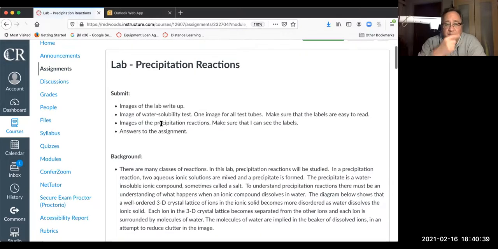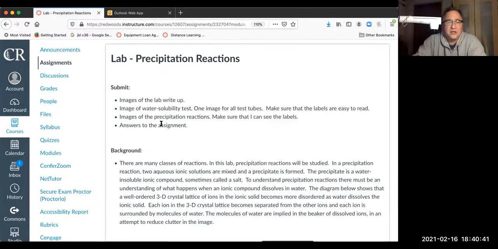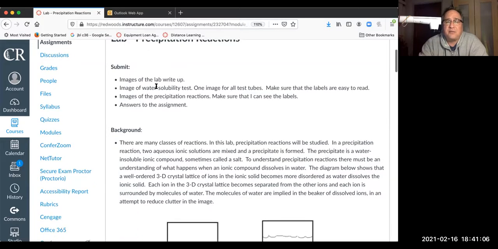So here's your lab, your precipitation reactions. You're supposed to submit images of the lab write-up. So background or introduction, if you will, same thing. Introduction, safety, procedure, data, calculations, results, discussion. So that's what you're going to do for your lab write-up.